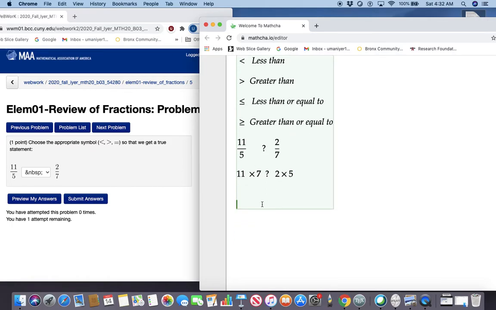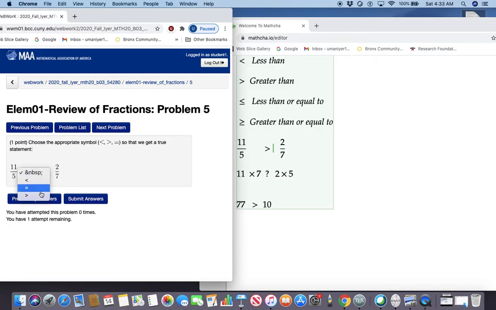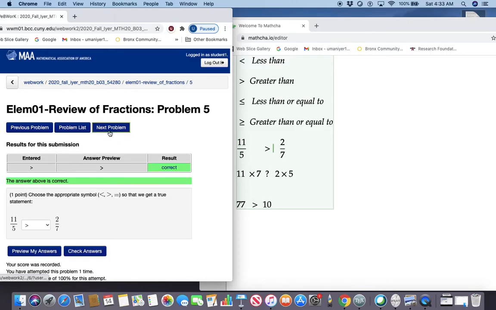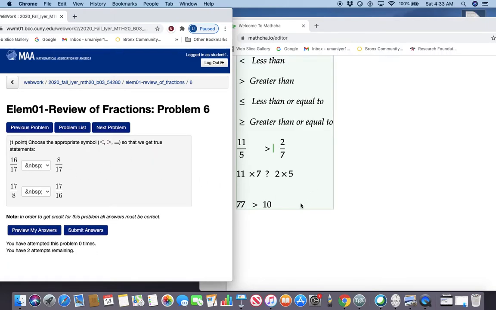Now let's look at this. This is 77. How does it compare with 10? Well, 77 is greater than 10. So my original fraction inequality is carried in the same direction. So I have greater than. Next.